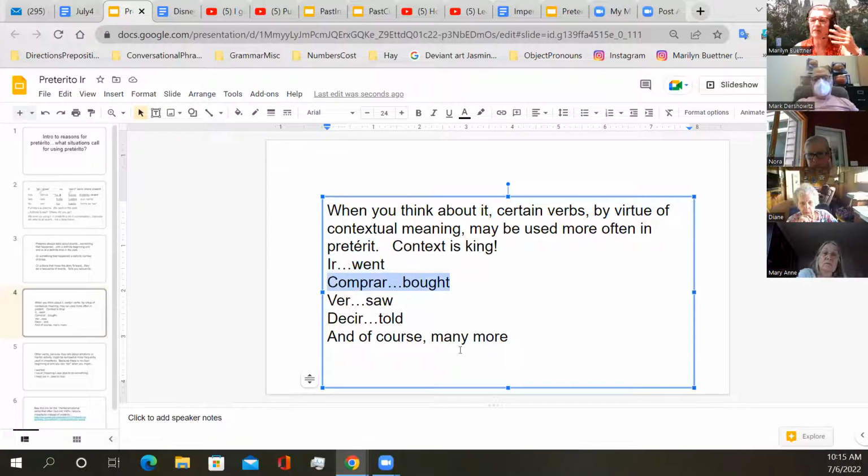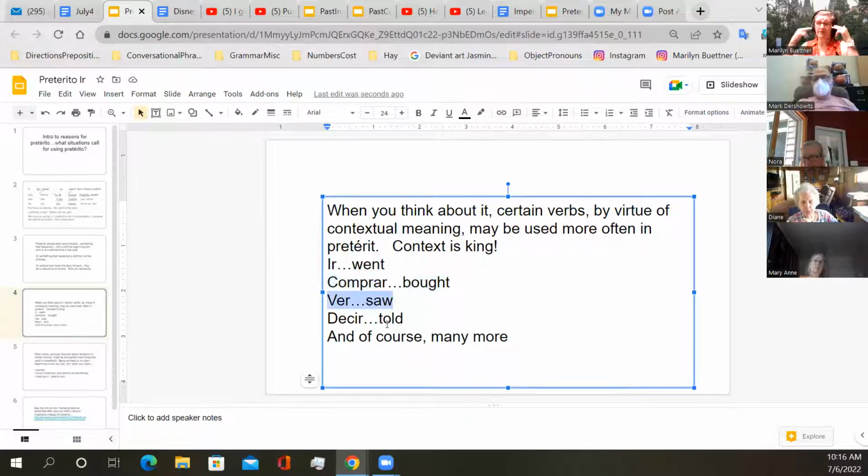When we use the word bought, we're usually not talking about a habit, and if we do, we'll say something like, my grandpa always used to buy me a balloon when we went to the zoo. "Used to." English tends to insert that to tell you it's a habit. But most of the time, if you just mean bought, that's going to wind up being what they call preterito, preterite.